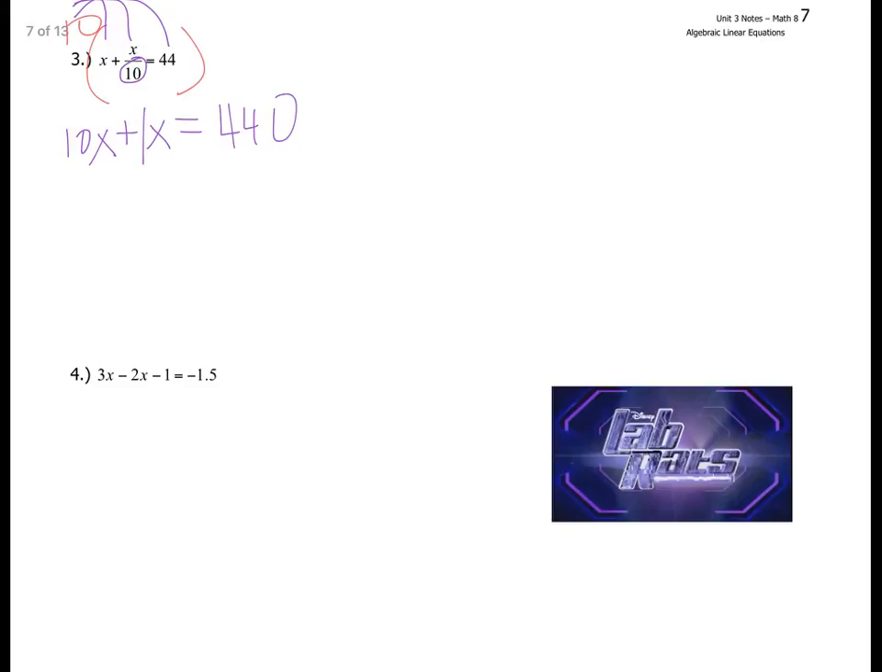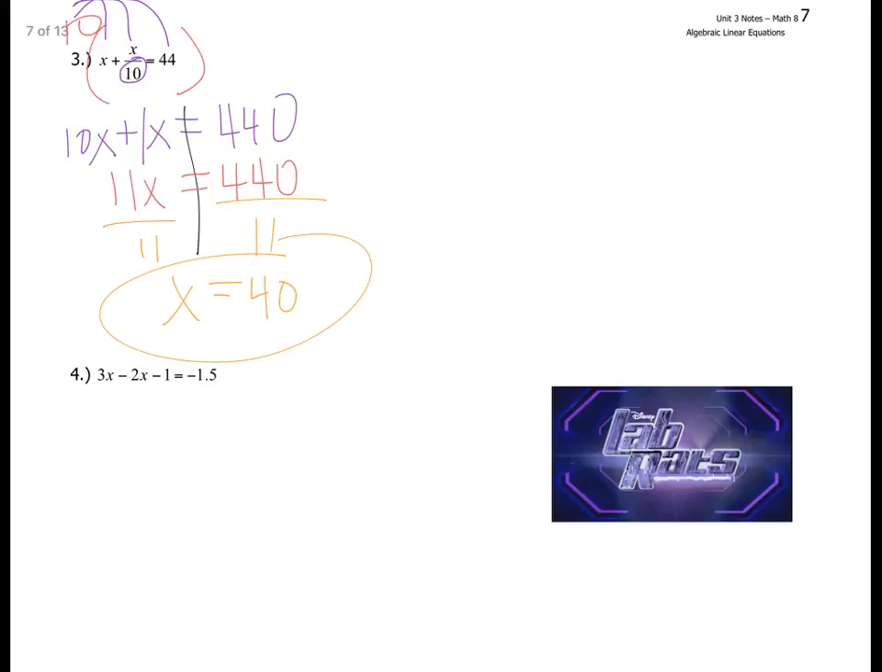So we're still going to now combine like terms. So 10x and 1x makes 11x equals 440. And now we solve because we already have our variables on one side and our constants on the other. So divide both by 11, and 440 divided by 11 is 40. So x equals 40.